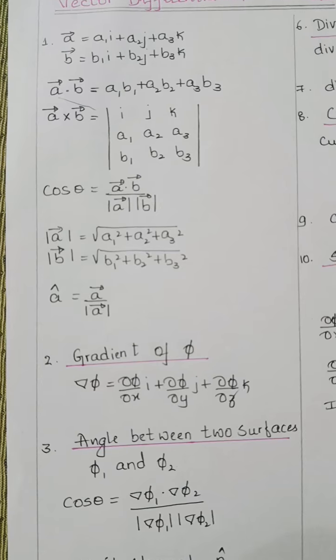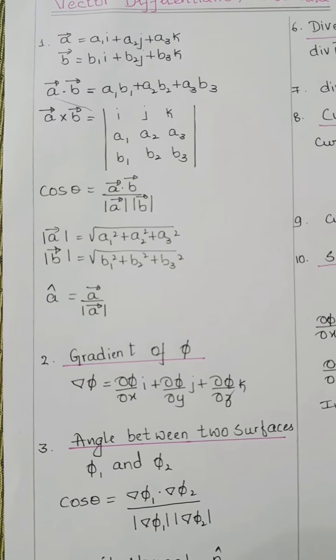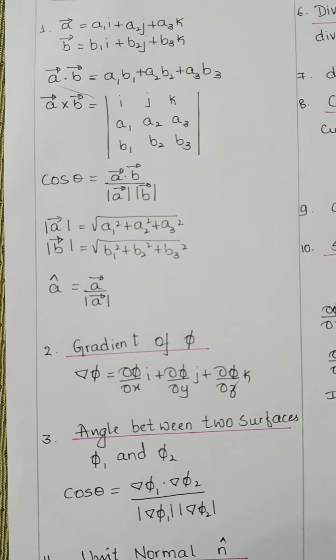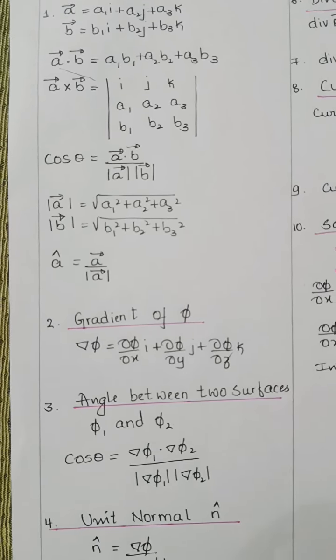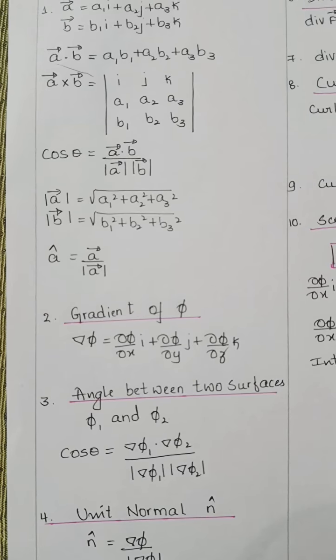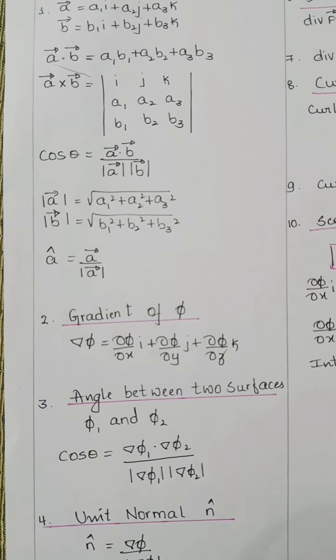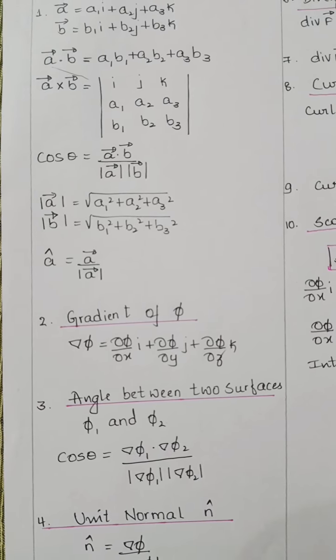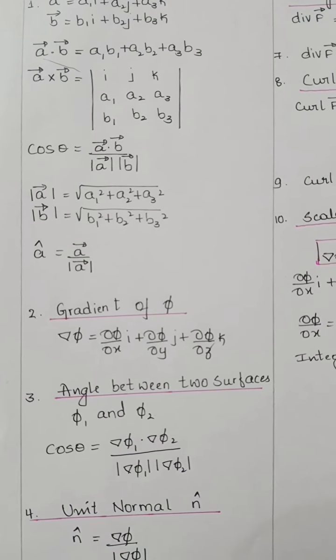Magnitudes can be calculated like root of A1 square plus A2 square plus A3 square. Now the unit vector will be vector A divided by magnitude of vector A. Gradient of a function phi, grad phi, is equal to dou phi by dou x, with respect to x, partially we have to differentiate the function phi, i plus dou phi by dou y j plus dou phi by dou z k.